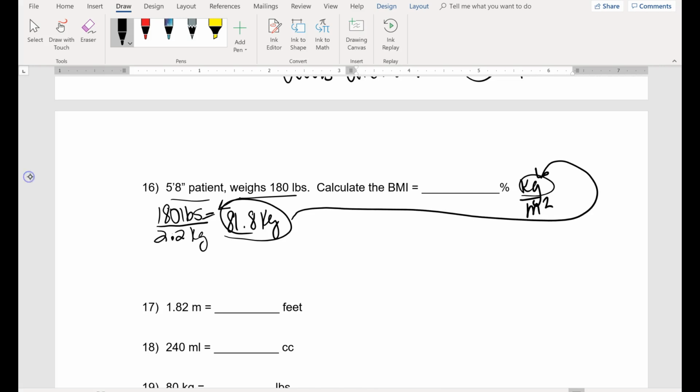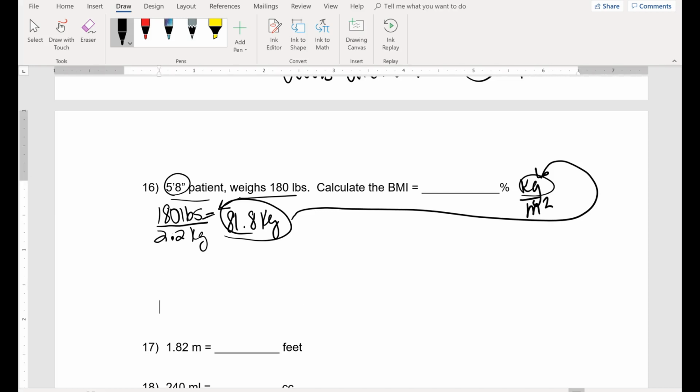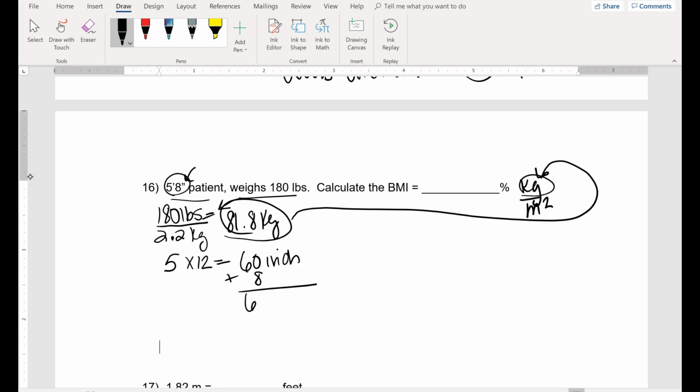Okay, now we have to figure out meters. So we have 5 feet 8 inches. Okay, so 5 feet times 12 inches, right? We know that that's 60 inches. And we add our 8 from here. We get 68 inches. Okay. We have to figure it out in centimeters, 2.54 centimeters.